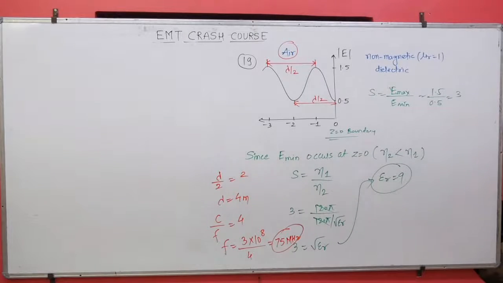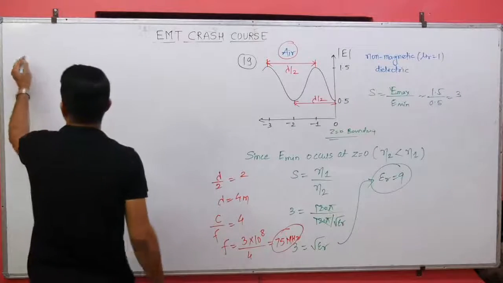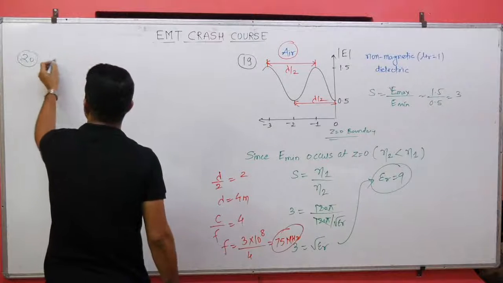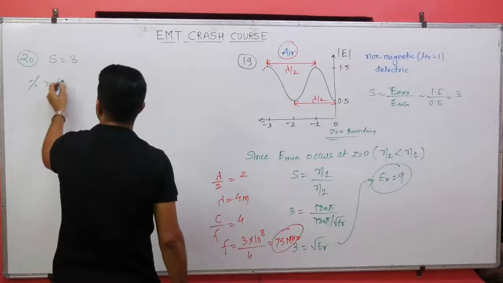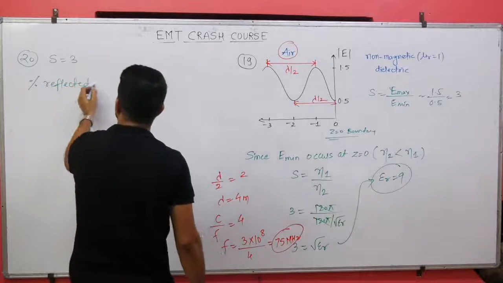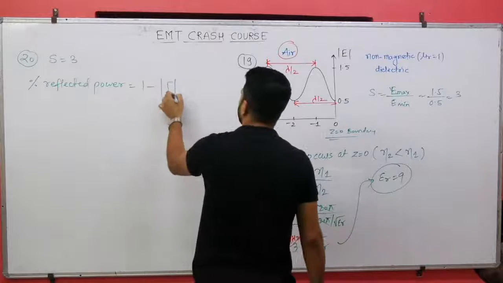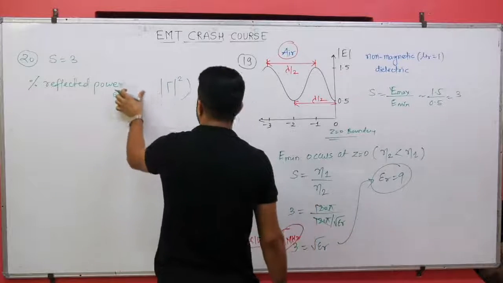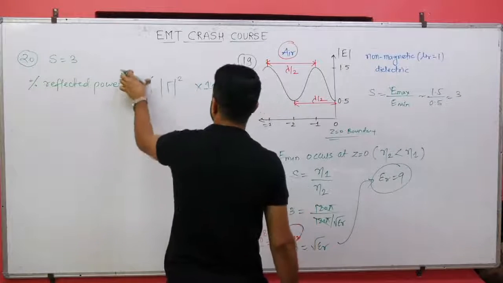Okay, in question number 20, it is given that a uniform plane wave incident on a plane surface of a dielectric material is reflected with VSWR 3. So in question number 20, it is given that standing wave ratio is 3, you have to calculate the percentage reflected power. Okay, so percentage reflected power is given by mod gamma square into 100.